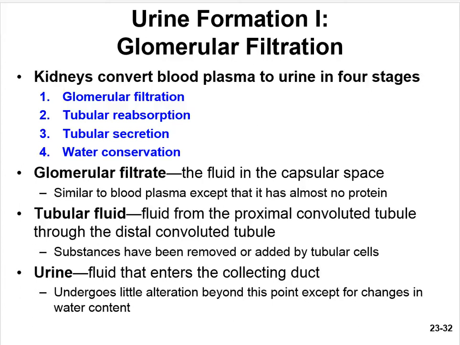The tubular fluid is the fluid from the proximal convoluted tubule all the way through the distal convoluted tubule. And then the substances there have been either removed or added by tubular cells. And then urine is the fluid that's in the collecting duct. Anytime filtrate enters that collecting duct, it will become urine.